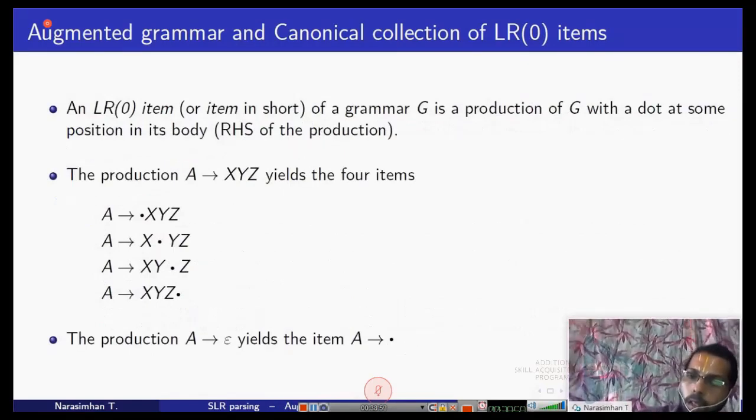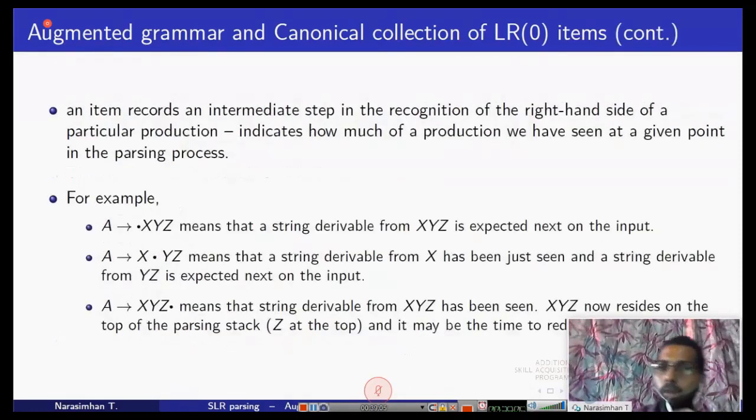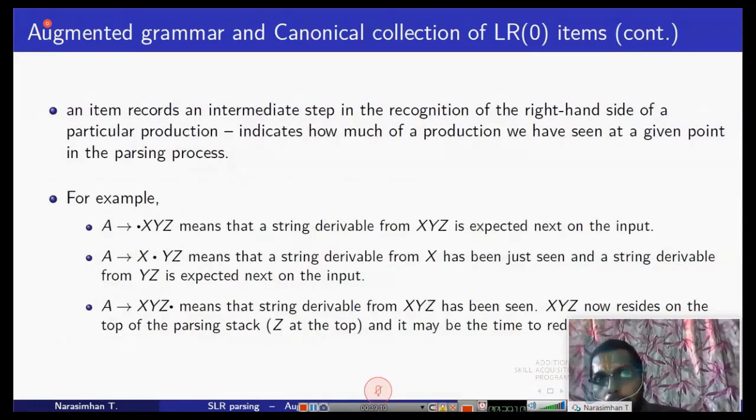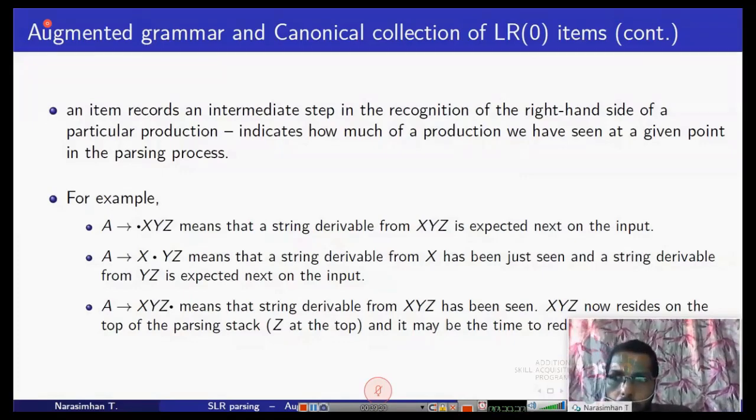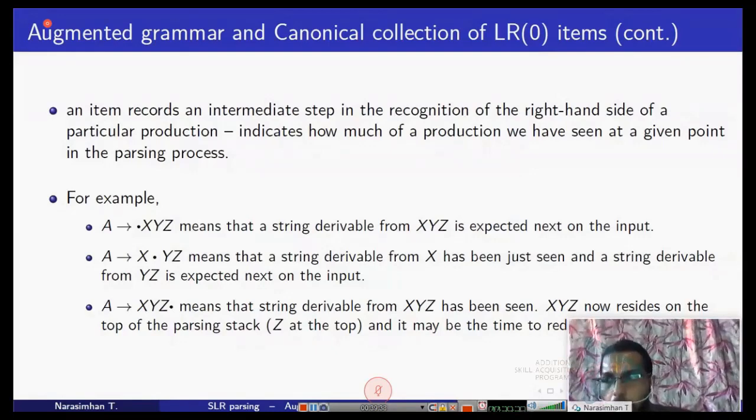Now, what is the purpose of having the dot? For analogy, suppose you have a Microsoft Word document open and you are typing something. You will have a cursor somewhere in the document, right? To the left of the cursor, you have typed various symbols. To the right of the cursor, you are yet to type. So to the left of the cursor, we have finished the processing. To the right of the cursor, we are yet to do the processing. In the same way, you can take the dot.